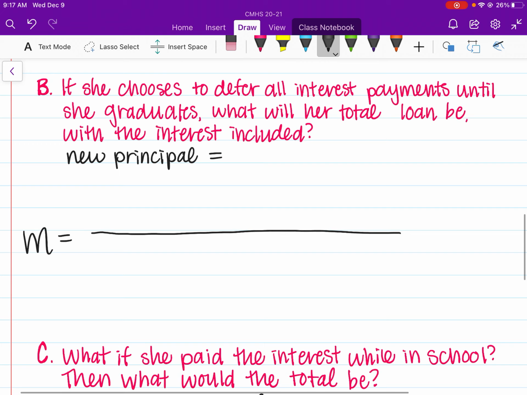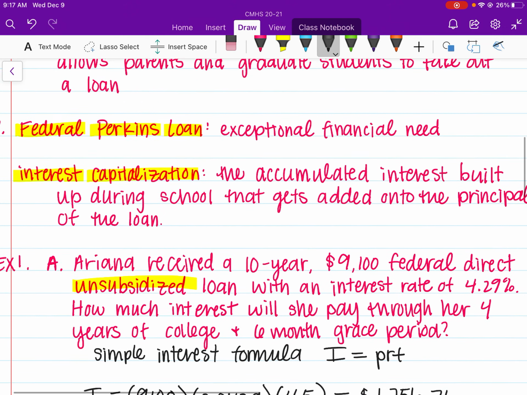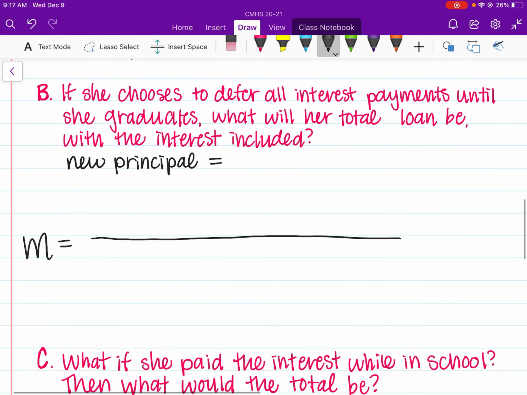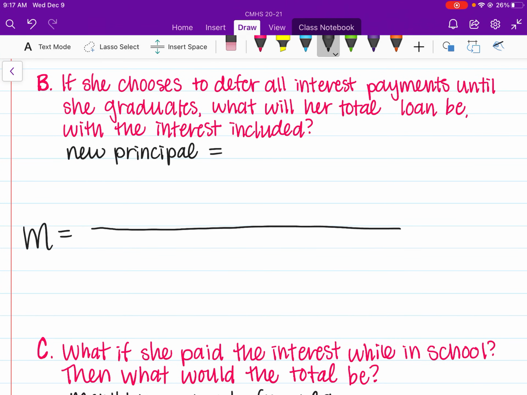Part B says if she chooses to defer all interest payments, which means she's not going to pay them while she's in college, she's going to wait until after, then what will her total loan be then with the interest included? So remember, up here, we talked about interest capitalization. That means if you don't pay, the interest is added on to the original amount. So the new principal is the original amount plus the interest, 1756.76.